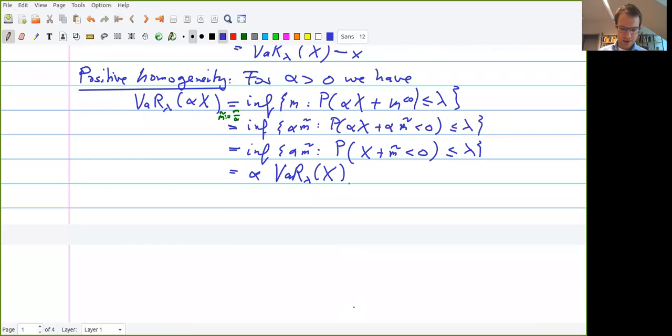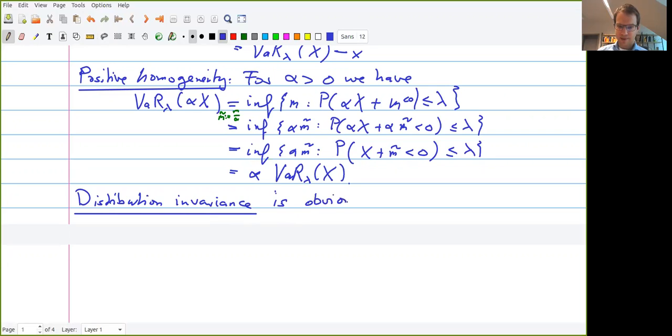Okay, and I promised you a last property, which was the distribution invariance. So let me provide you with the last property as well. Okay, what do we have here? Here actually there's nothing to do. So I write something which you should not write in an exam. And I claim that this is obvious. Okay, indeed, this time it's really obvious.